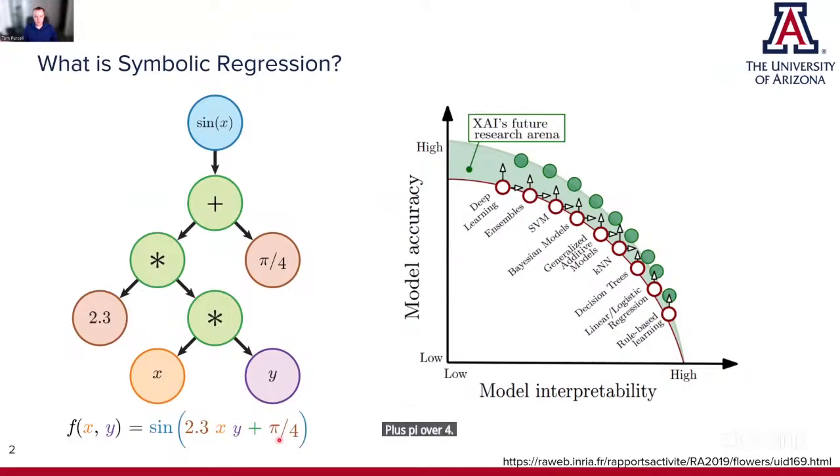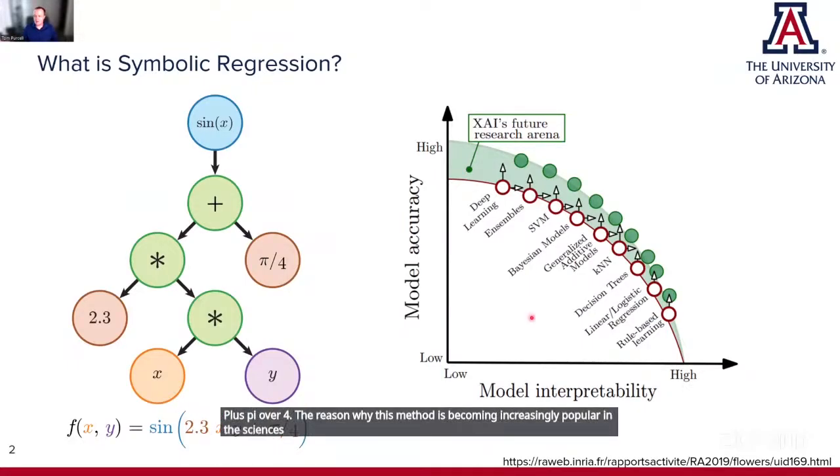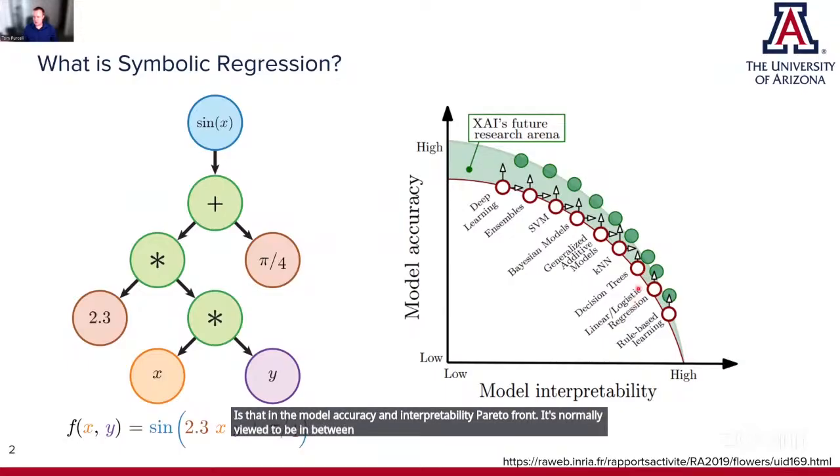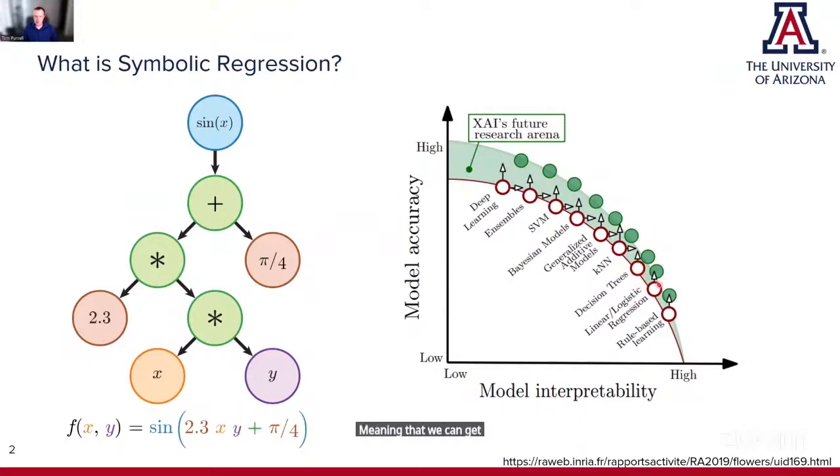The reason why this method is becoming increasingly popular in the sciences is that in the model accuracy and interpretability Pareto front, it's normally viewed to be in between decision trees and linear logistic regression, meaning that we can get fairly accurate models that have physical insights in them that we can fairly readily interpret.